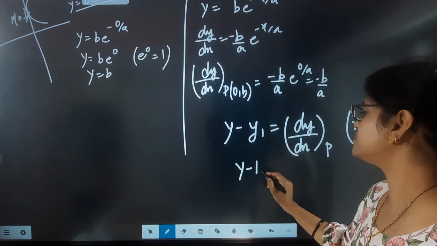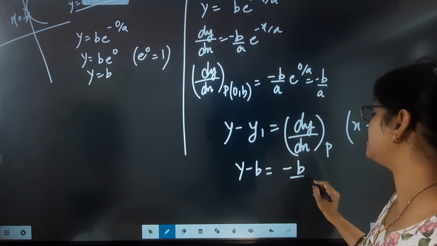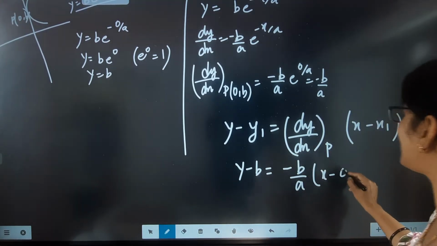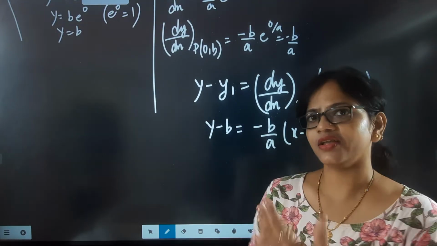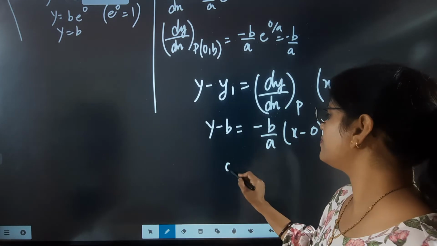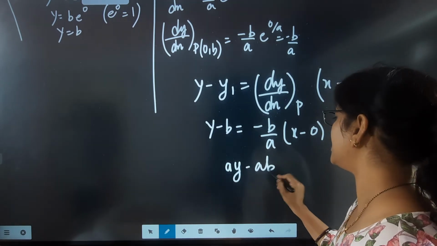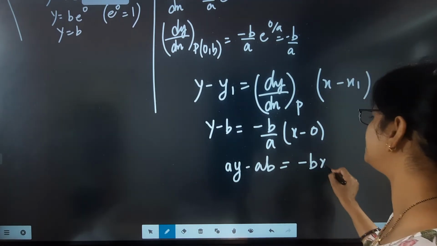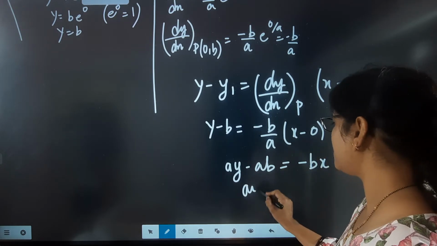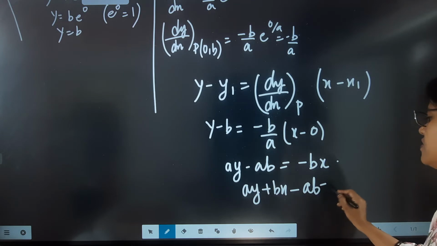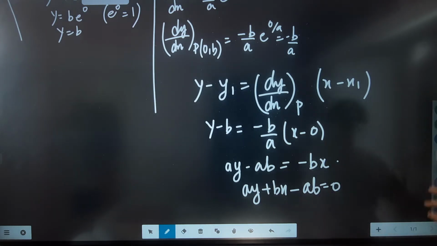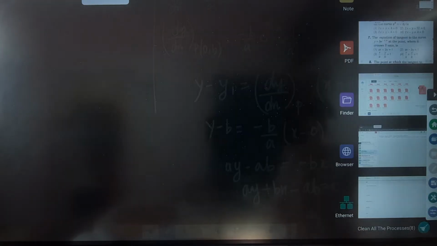So y minus b equals minus b by a times x minus 0. Now we have to just see, are we getting the correct equation of the tangent or not? It will become ay minus ab equals minus bx. So now ay plus bx minus ab equals 0. Now we don't know what is the correct answer. So shall we go and check?